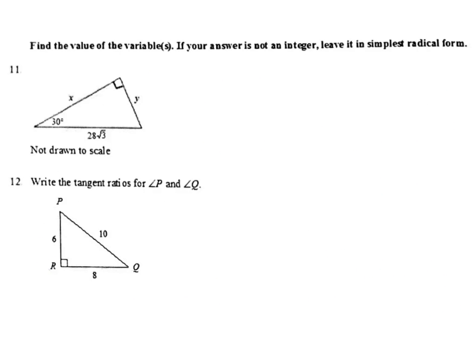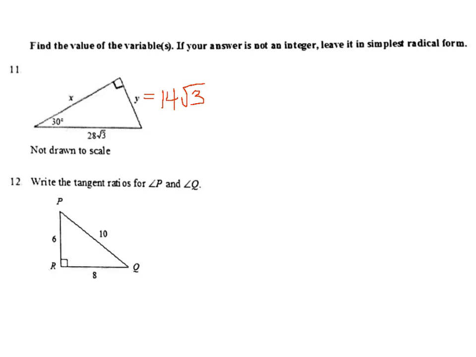All right, so for number 11, I see again that I have a 30, 60, 90 triangle, and I'm looking for the values of x and y, which are my short sides and my medium sides, and the directions say to leave in simplest radical form. So I know I'm using my little tricks that are on my reference sheet. To go from my hypotenuse to my short side, I'm going to cut that value in half. So y is going to be equal to 14 radical 3.